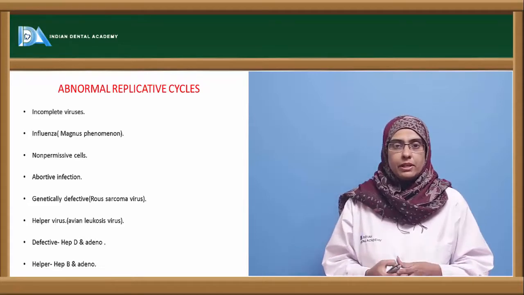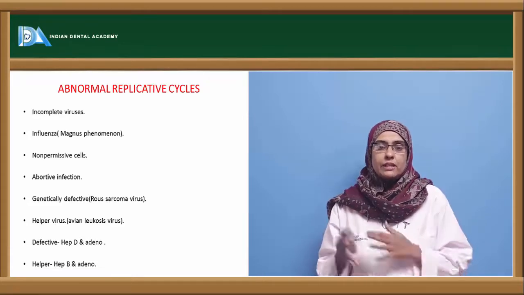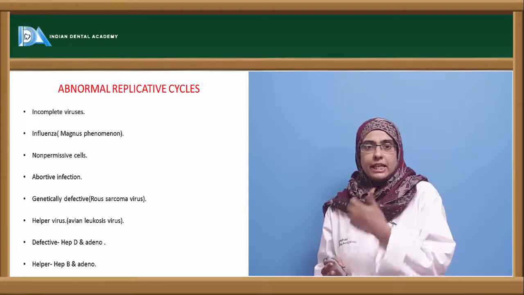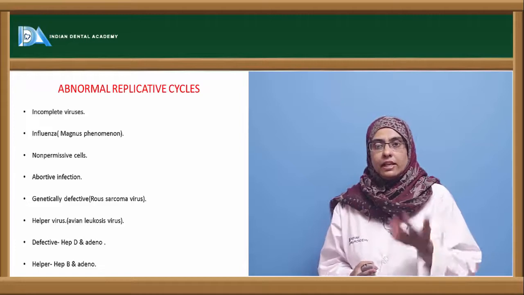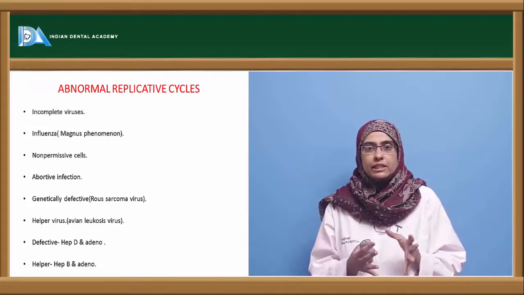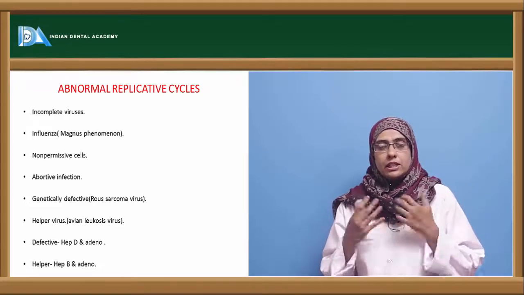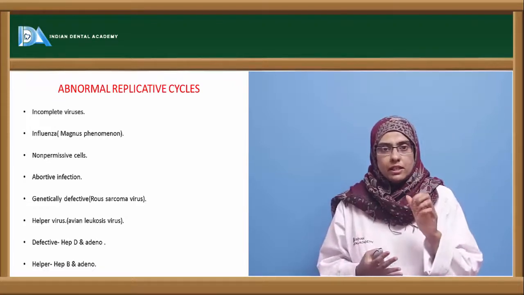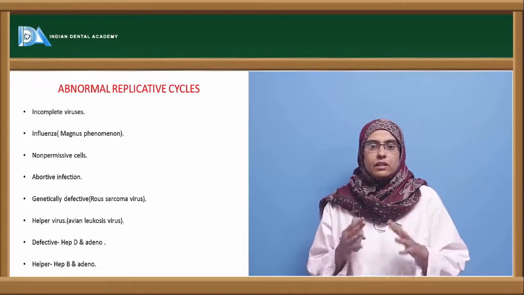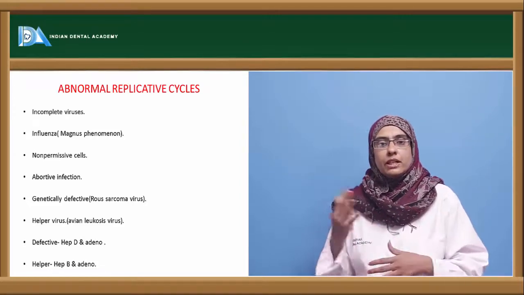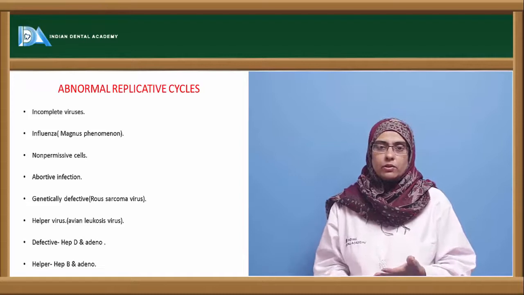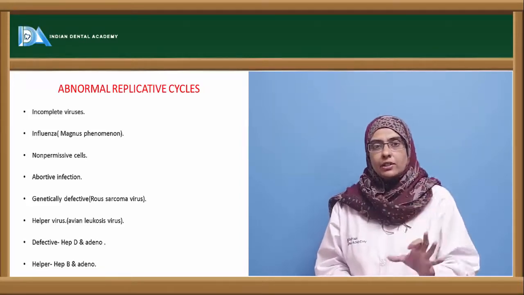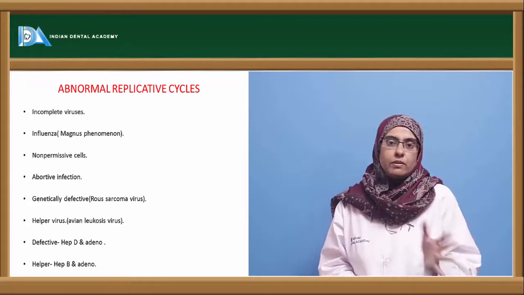This abnormal replicative cycle usually takes place either due to the viruses or because of the cells the virus attacks. So incomplete viruses can be synthesized when there is an attack on the cells by the influenza virus. Here the hemagglutinin spikes are present, but the organism will not be able to get released out of the host cell. This particular phenomenon is called the von Magnus phenomenon, and the defect is in the phage, not from the host cell.